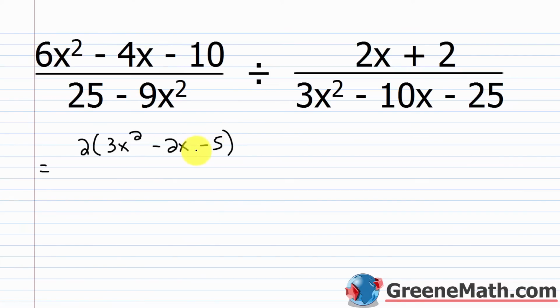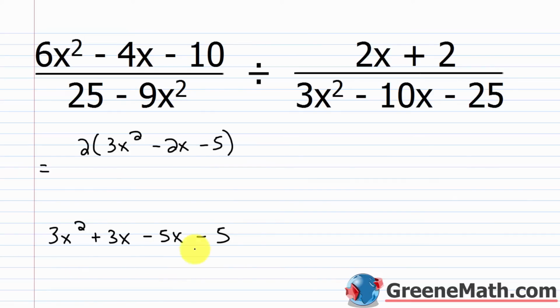And I could further factor that. And so let me do that down here. If I had 3x squared minus 2x minus 5, I would look for two integers whose product is negative 15 and whose sum is negative 2. Well, I could go with a negative 5 and a positive 3. So negative 5 and positive 3. So plus 3x minus 5x minus 5.